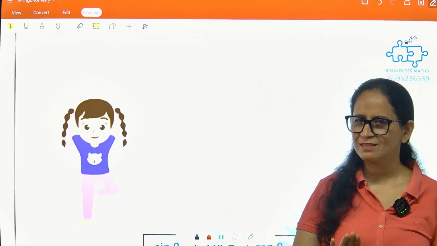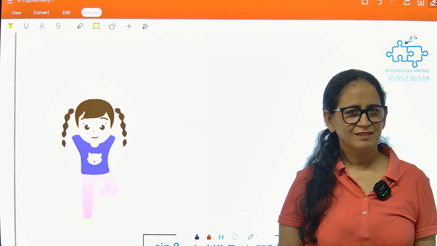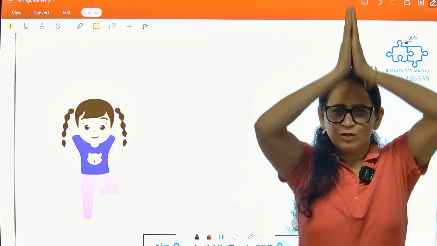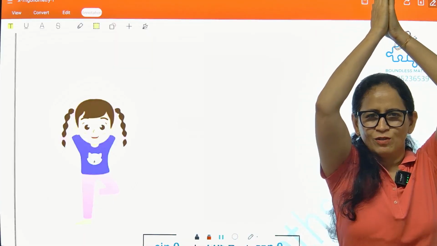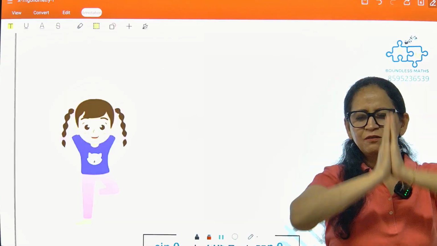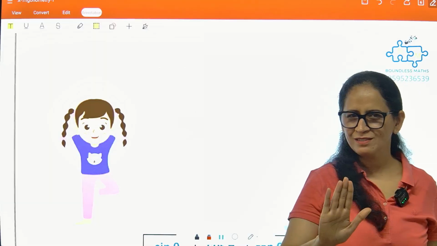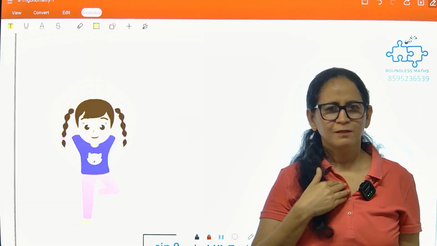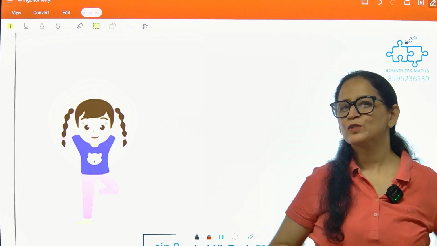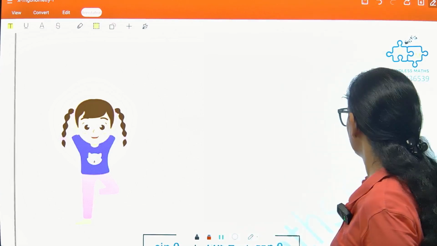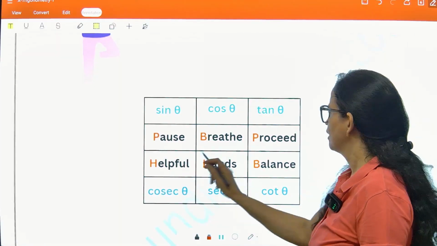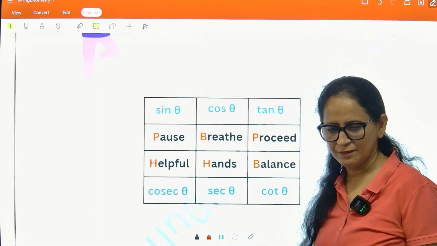Take a little pause, breathe, and then proceed. Proceed with what? Try to balance yourself. A tree pose. Try to balance yourself. These helping hands, they are going to balance. Yes? So what are the keywords that I used? Pause, breathe, proceed. Helping hands, balance. This is going to help you to learn how to remember these trigonometric ratios. Pause, breathe, proceed. Helpful hands, balance.